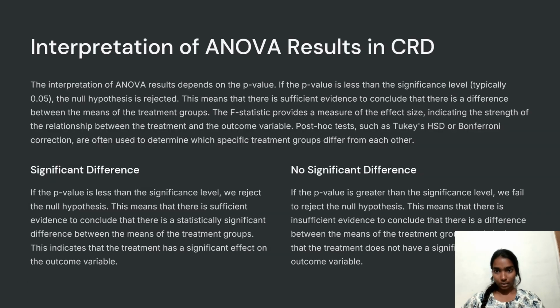Interpretation of ANOVA results in CRD. The interpretation of ANOVA results depends on the p-value. If the p-value is less than the significance level, the null hypothesis is rejected. This means that there is sufficient evidence to conclude that there is a difference between the means of the treatment groups. The F statistic provides a measure of the effect size, indicating the strength of the relationship between the treatment and the outcome variable. Post hoc tests such as Tukey HSD or Bonferroni correction are often used to determine which specific treatment groups differ from each other.